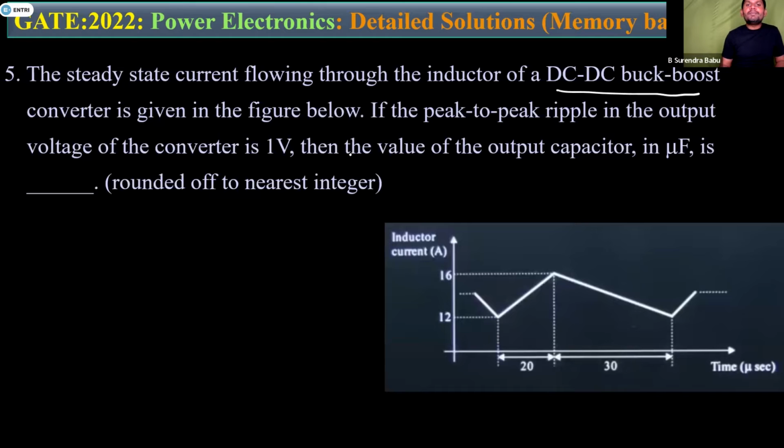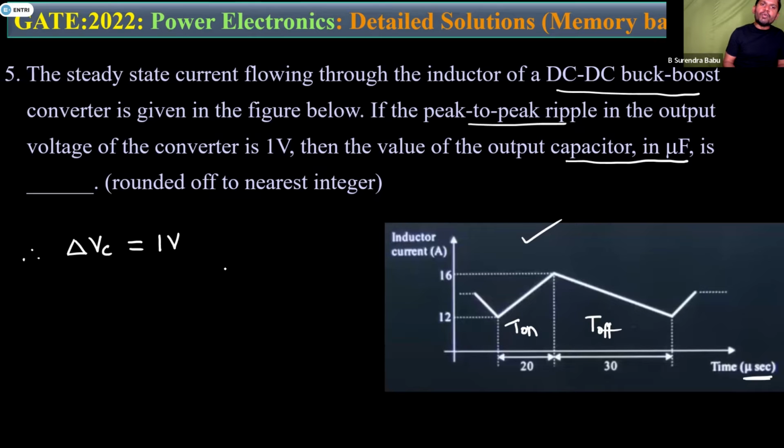Here we want to find the value of the output capacitor in microfarad, and a waveform is given. From this waveform, we can make some data. Yes, friends. Here current is rising, which means this is the on time. Here current is falling, which means this is the off time. The time is given in microseconds. First, what is the given data, students? The peak to peak ripple voltage is given, delta VC equal to 1 volt.